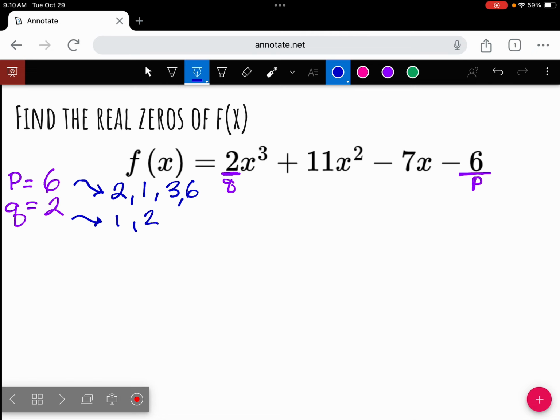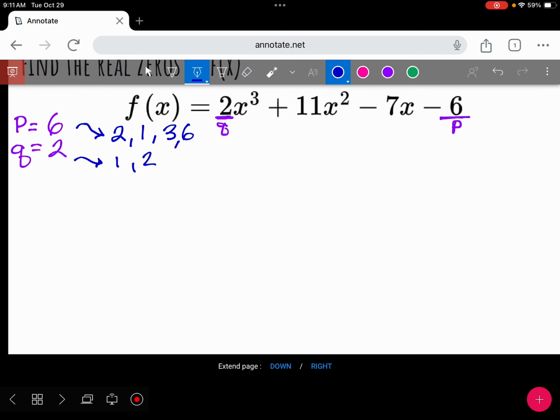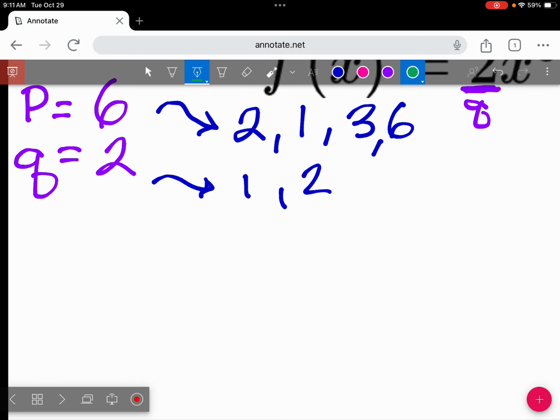It genuinely doesn't. If you want to put them 1, 2, 3, 6, or 6, 3, 2, 1, or 1, 6, 2, 3, it does not matter. The order does not matter. It's still going to give us our same list. Because the thing we need is our all possibles, where we do our ratio between P and Q.